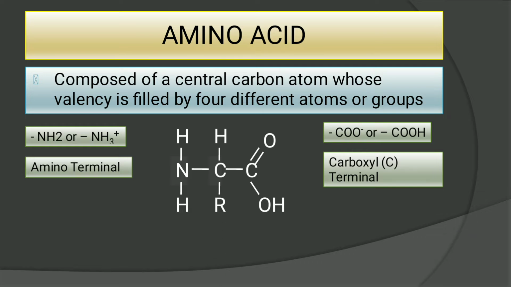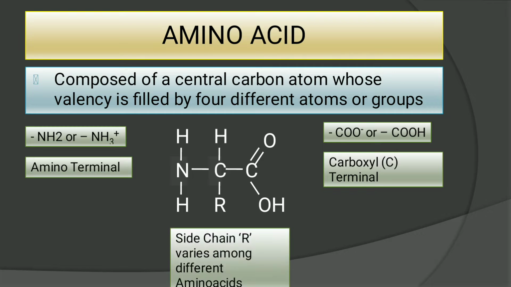Now, the last valency will be filled by the side chain called the R group. This side chain varies among different amino acids, and that's why more than 20 different amino acids are possible. The R group is replaced by the same H in the case of glycine. That's what I told in the first part of this lesson.